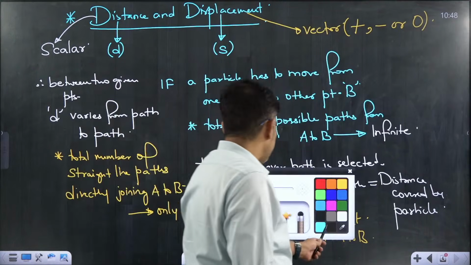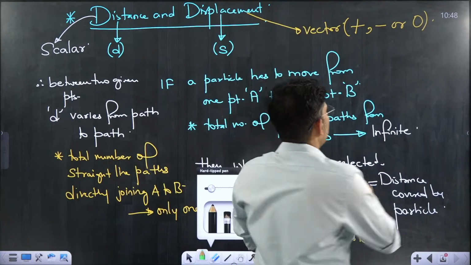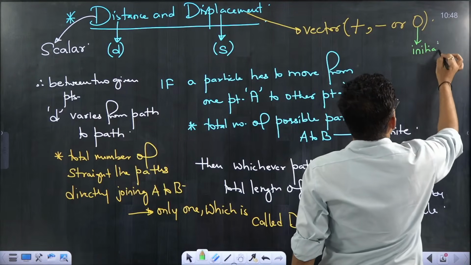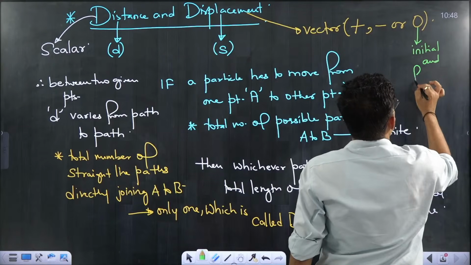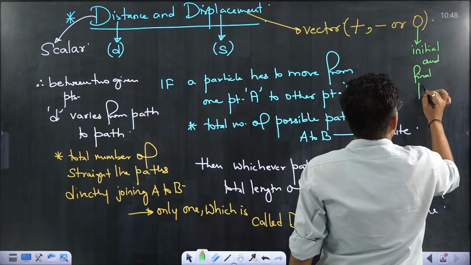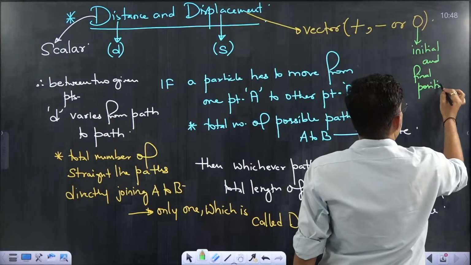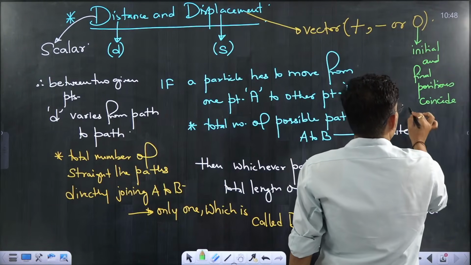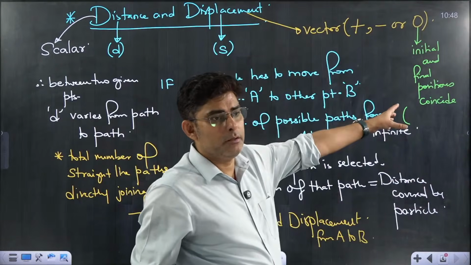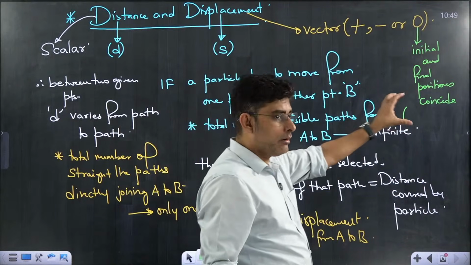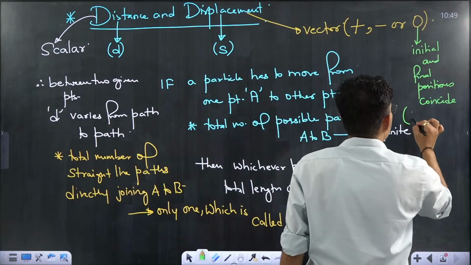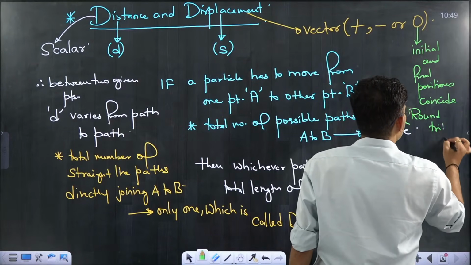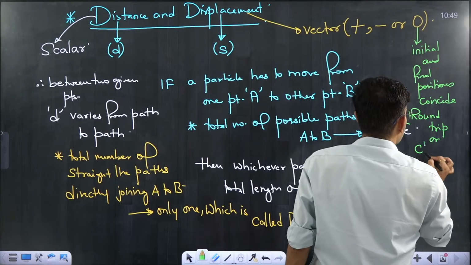The word 0 simply signifies what? 0 means initial and final positions coincide. In the language of physics, a phrase is used for this, we call this a round trip or closed path.